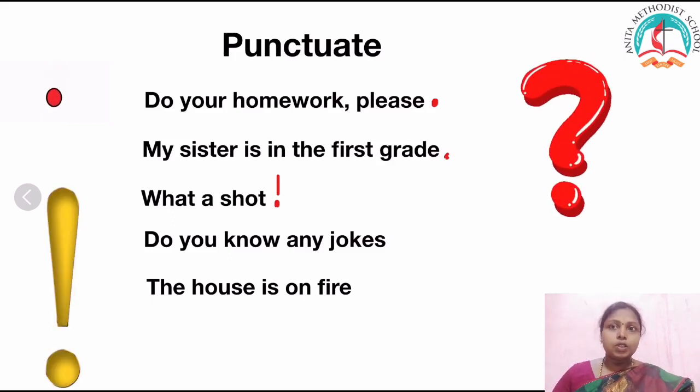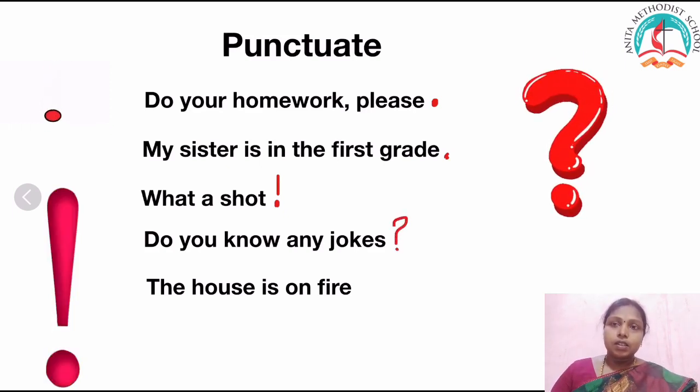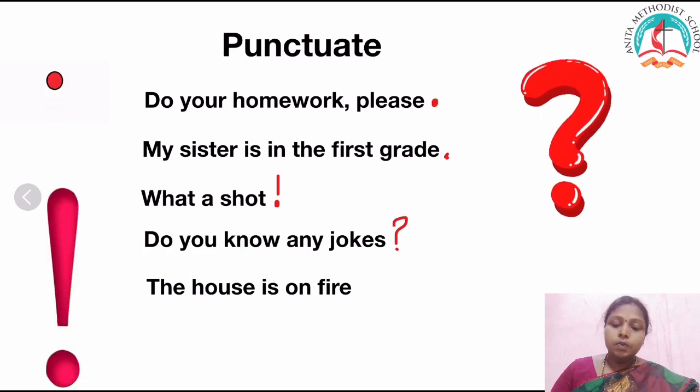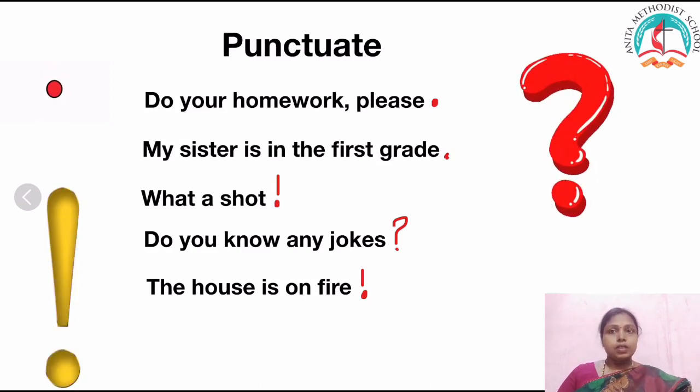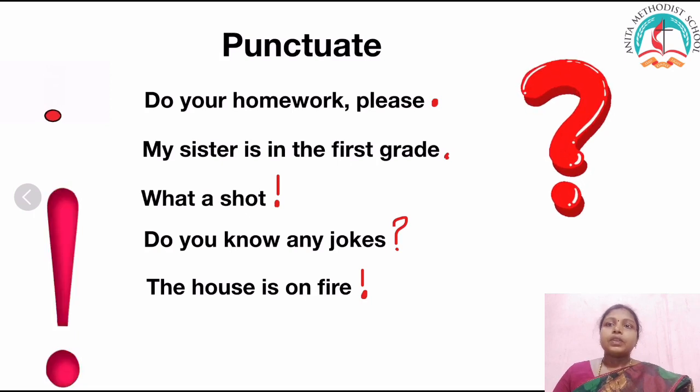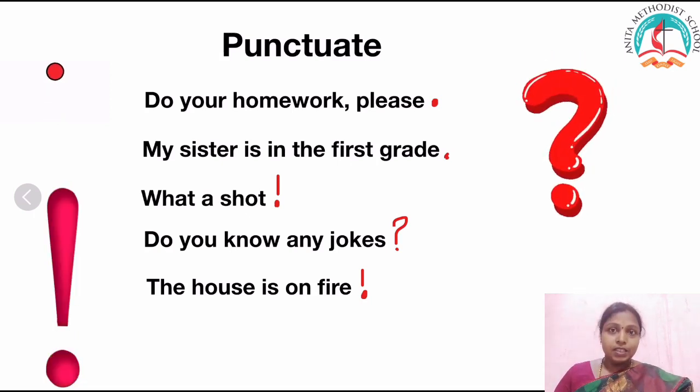Now the fourth one. Do you know any jokes? I'm asking you a question. So what sentence is this? Interrogative sentence. An interrogative sentence ends with a question mark. Let's see the last one. The house is on fire. Again I'm showing my expression here. So it's an exclamatory sentence. Okay, children. I hope you have understood this lesson.